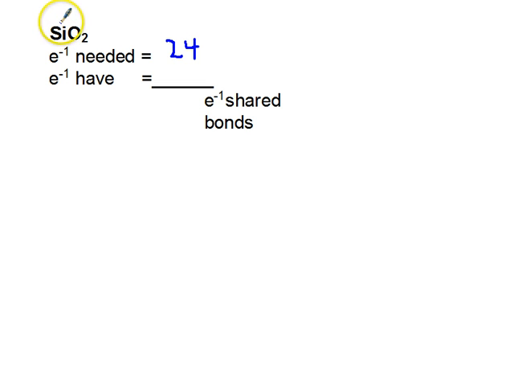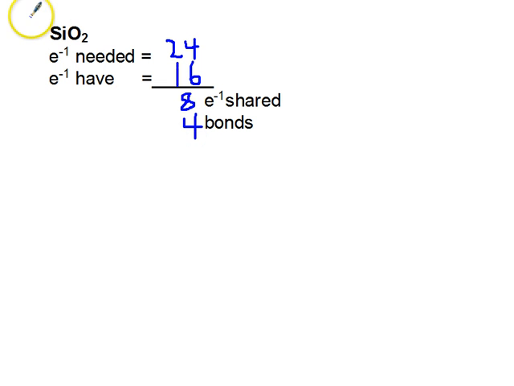Comparing to what they have, since silicon is in group 4, it has 4 electrons. Oxygen is in group 6, so it has 6. So 2 times 6 is going to be 12, plus the 4 from silicon means that they actually have 16. So if we do the subtraction, 24 minus 16 means that we have 8 electrons that are being shared. We divide that in half, which means that we've got 4 bonds.